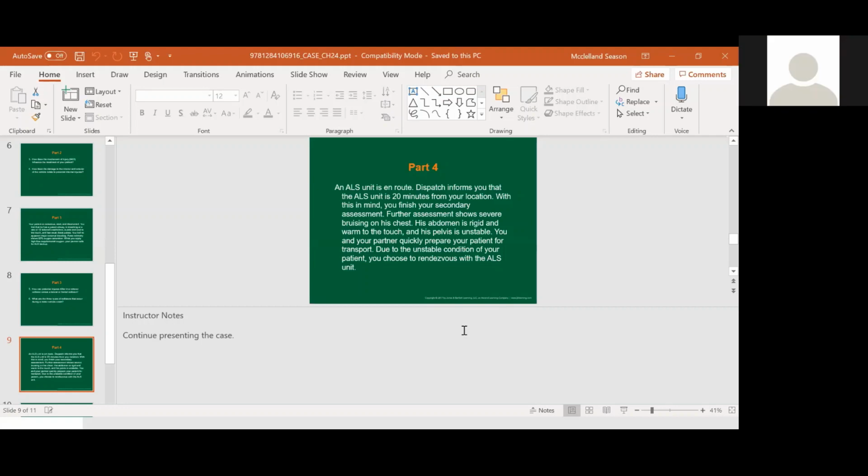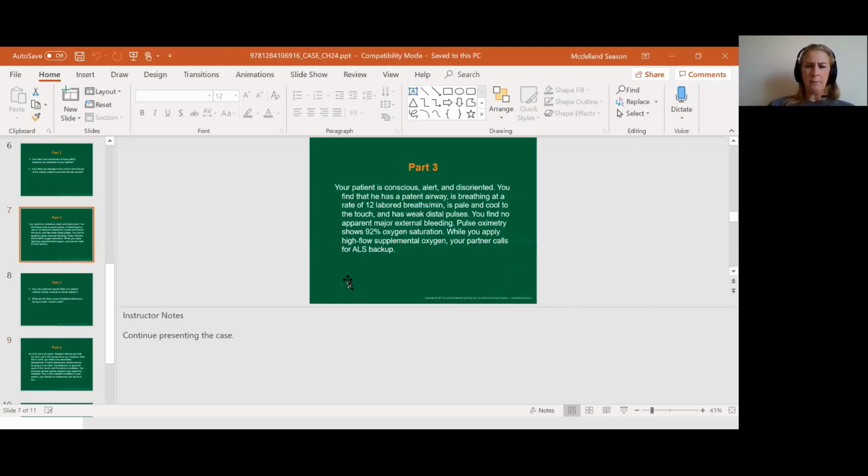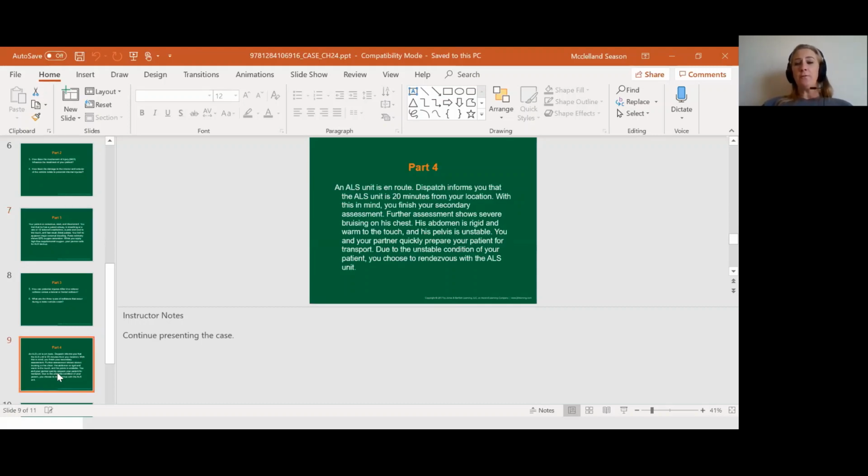High flow oxygen. We've applied high flow oxygen already. I'm pretty sure that it said that right here. Yep. You apply high flow supplemental oxygen. So my question for you right now is specific to what type of oxygen are we applying? Not type of oxygen. What oxygen delivery device are we using? BVM. Okay, we're going to use a BVM. Why are we going to choose to use BVM?